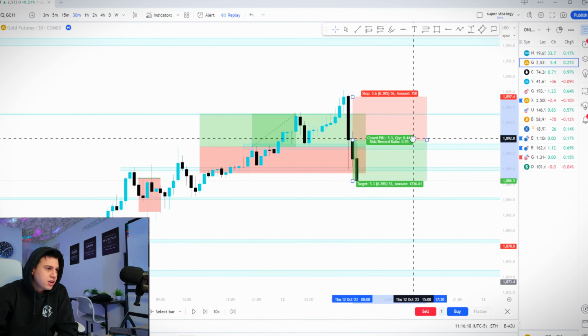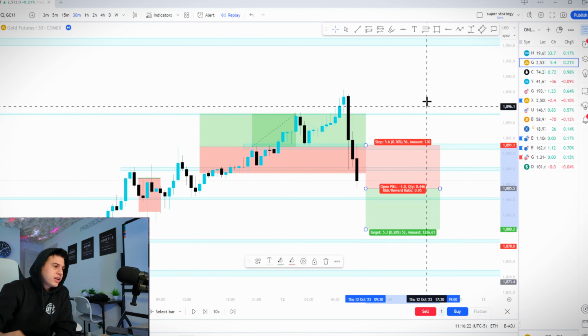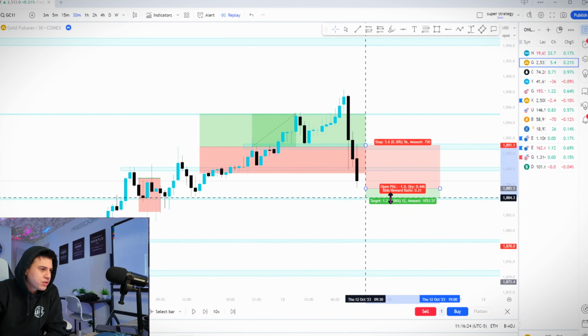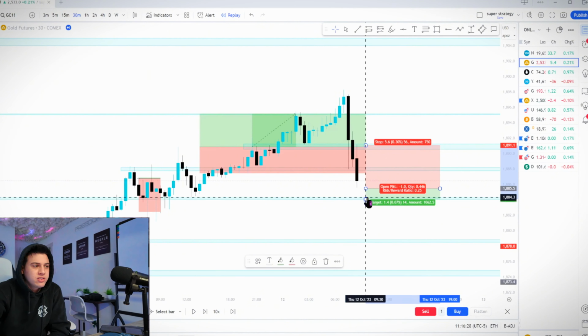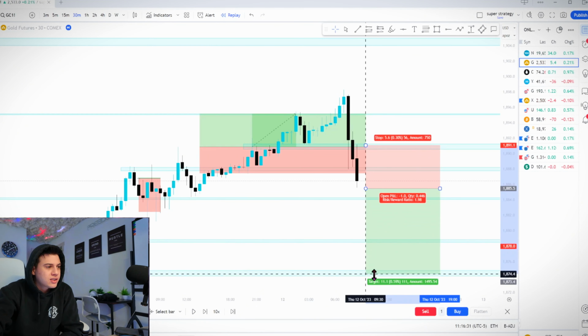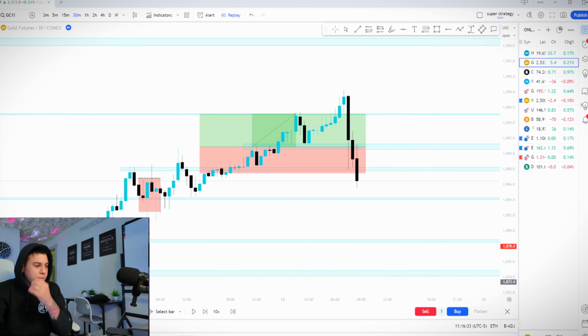We probably should have been on this move right over here. I don't like it, just due to the fact that there's not a lot of risk to reward coming down to this zone here. I want the first zone to have at least a 1-to-1 target, and then the second zone to be wherever it wants to be. I'll be deleting that one.